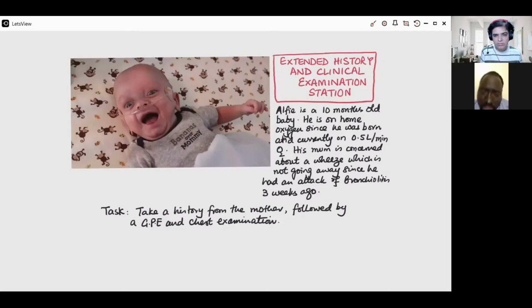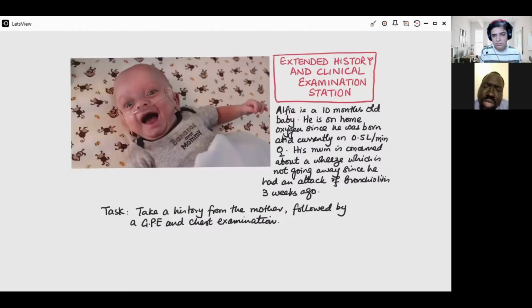Okay. Is there any history of lethargy? Is he drinking well? Is he feeding well? Yes, he's feeding well at the moment. Okay. There's no history of lethargy in him, is there? No, he's not lethargic. He's quite happy in himself and quite active.